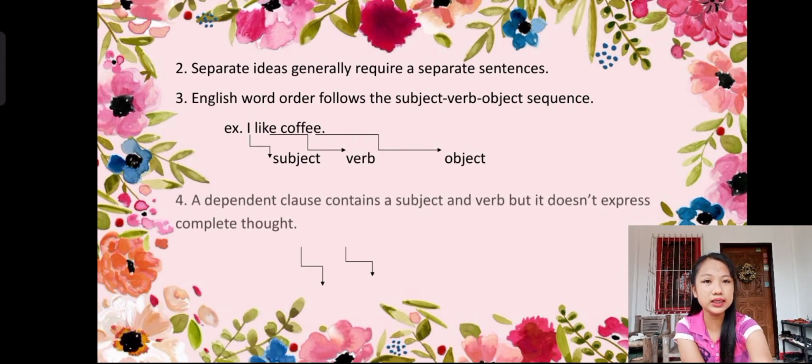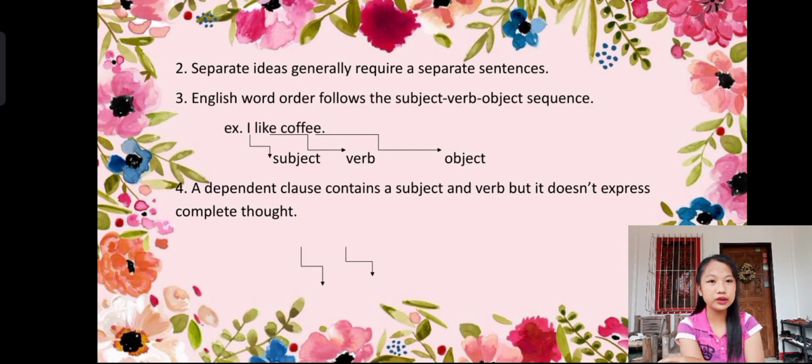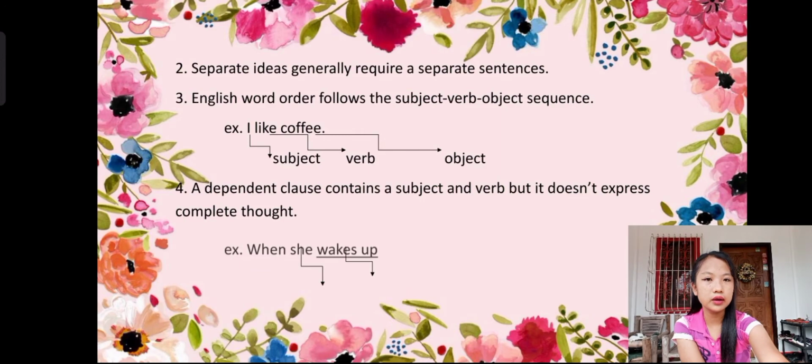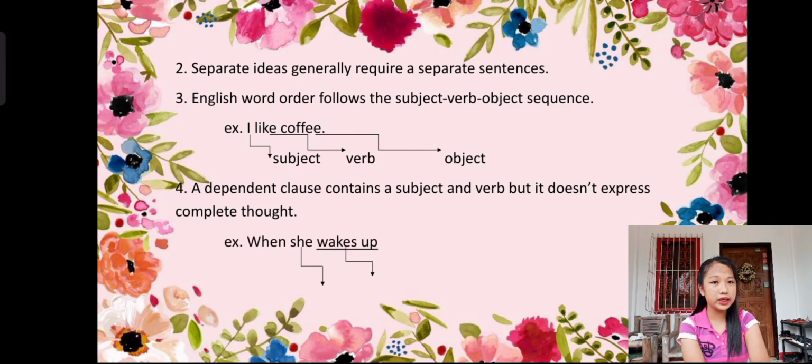And the last one is a dependent clause contains a subject and verb, but it doesn't express a complete thought. So, if you have a dependent clause, it should have a subject and verb, but it doesn't express a complete thought. Like this one: when she wakes up. We have a subject, she, and a verb, wakes up. But this doesn't express a complete thought.